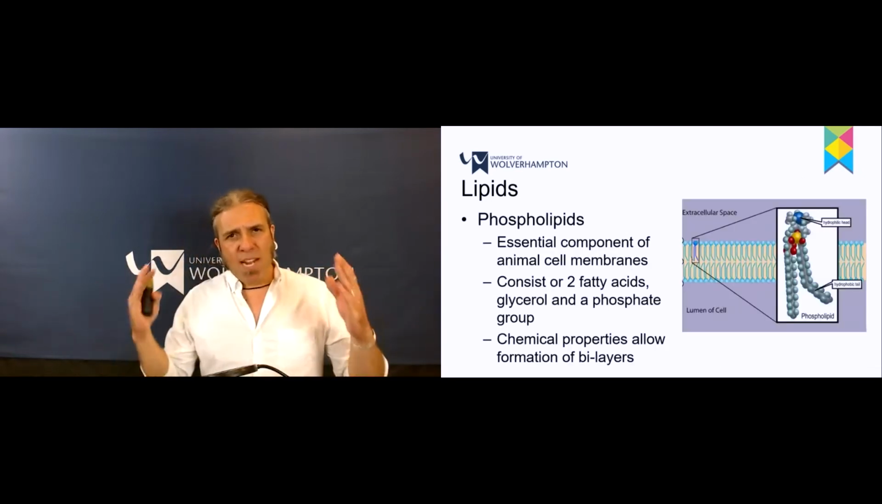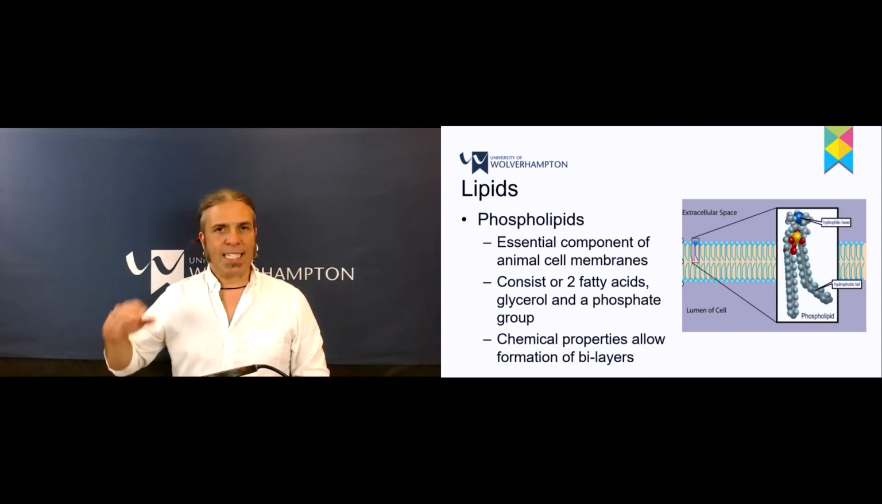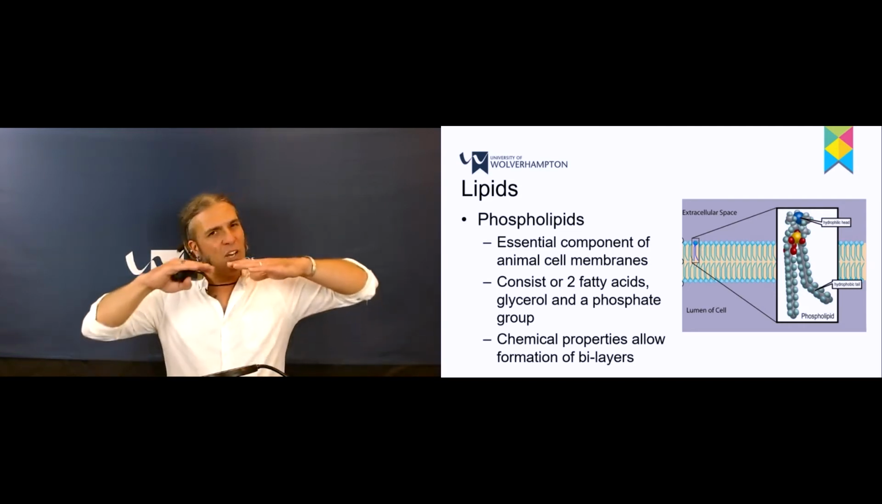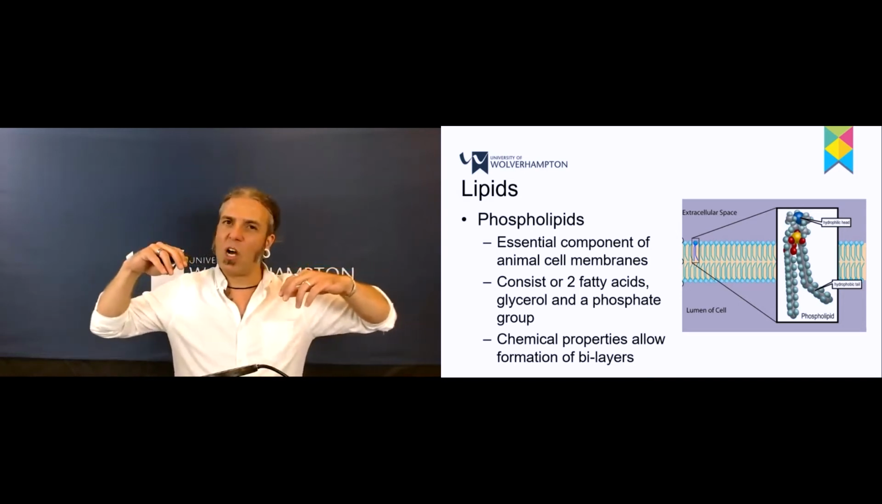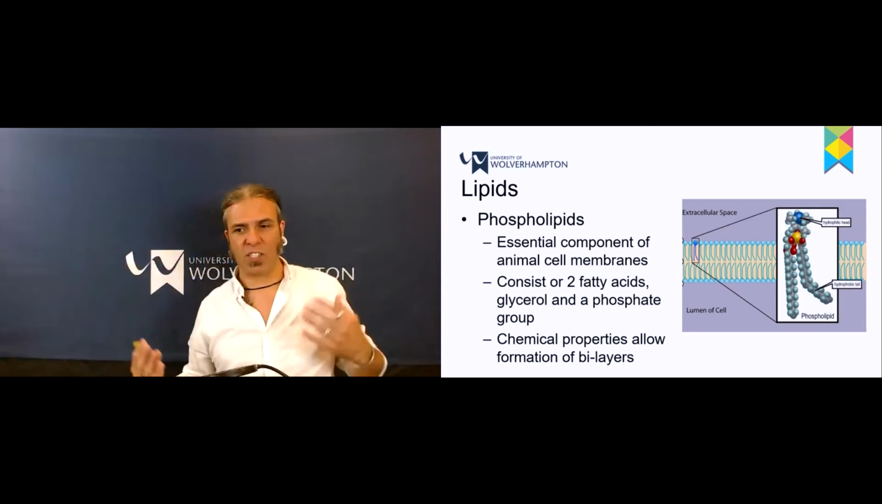A really important kind of lipid is something called a phospholipid. Now, it is an essential component of animal cell membranes, and it's got some very peculiar properties. It's got your glycerol, and this time it hasn't got 3 fatty acids, it's got 2 fatty acid legs, if you like, and you can see that on the diagram there.